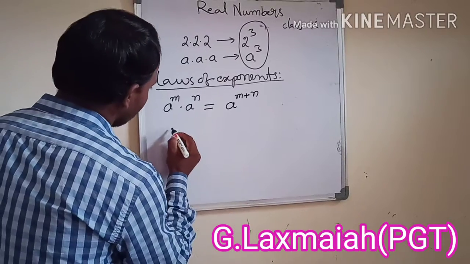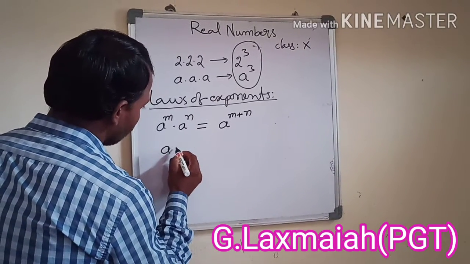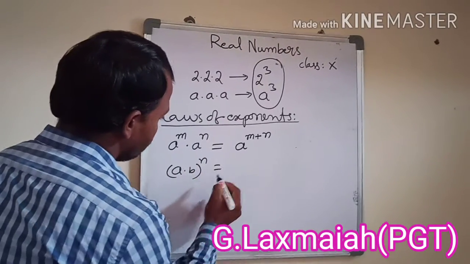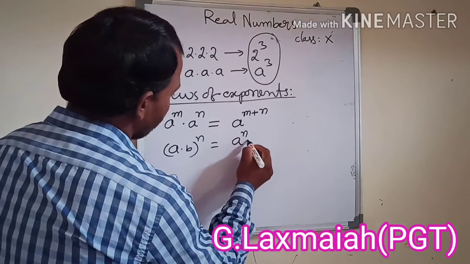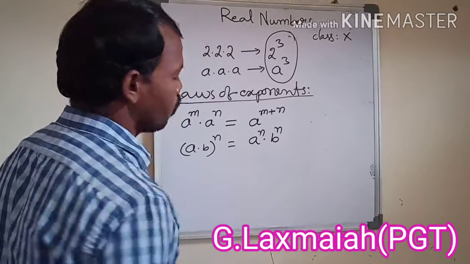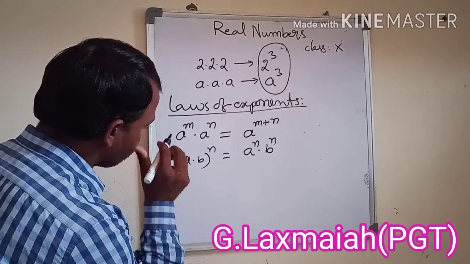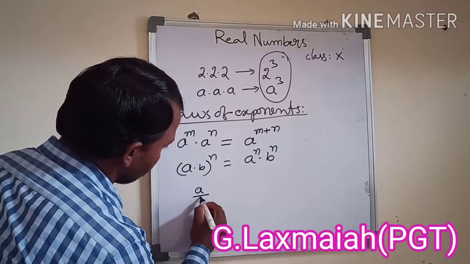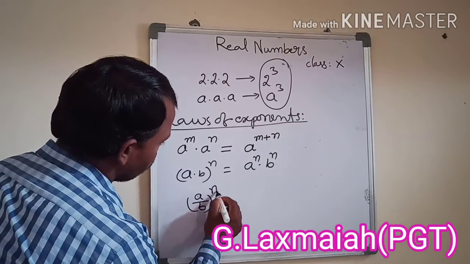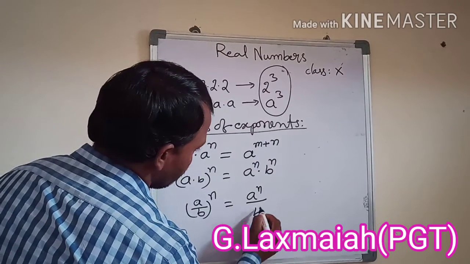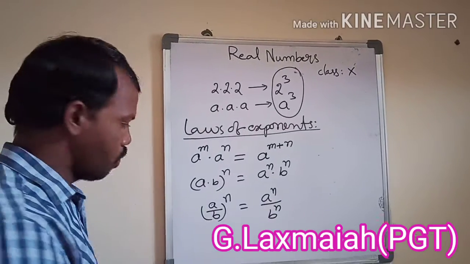Okay, so a into b whole to the power of n is equal to a to the power of n into b to the power of n. Next let us see some more, division. a by b whole to the power of n is equal to a to the power of n by b to the power of n.